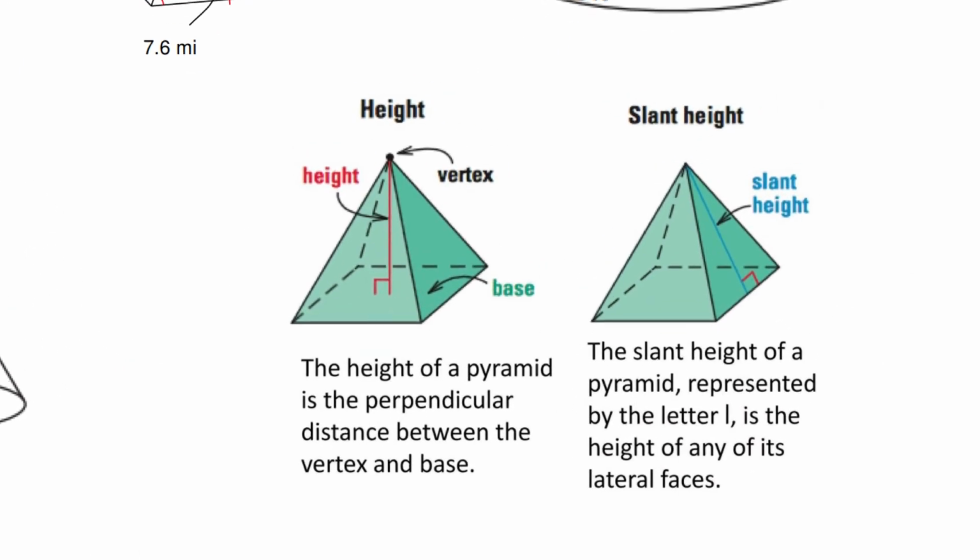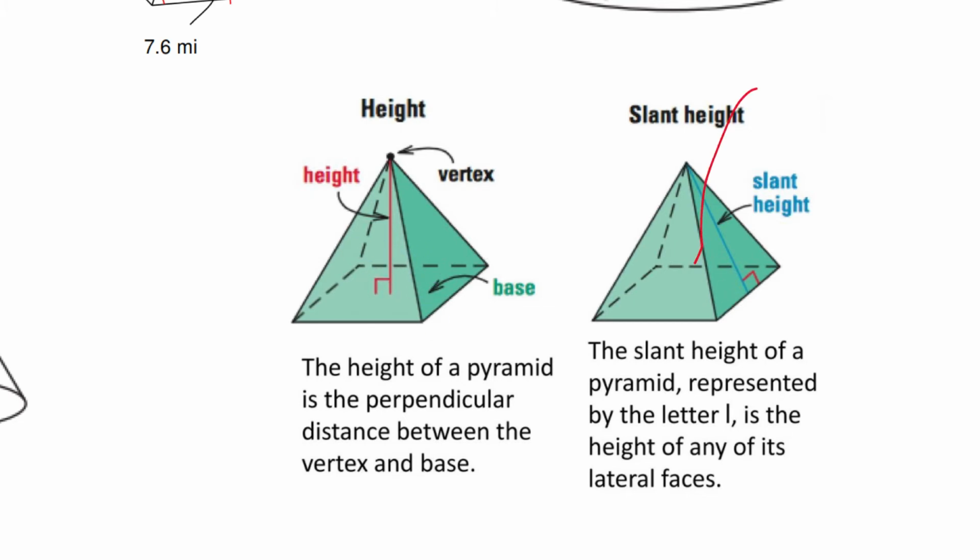Okay, again, here this little thing right here. So the height is the perpendicular distance between the vertex and a base. The slant height is the height of one of its lateral faces. Okay, so slant height goes along the outside. The height is on the inside.